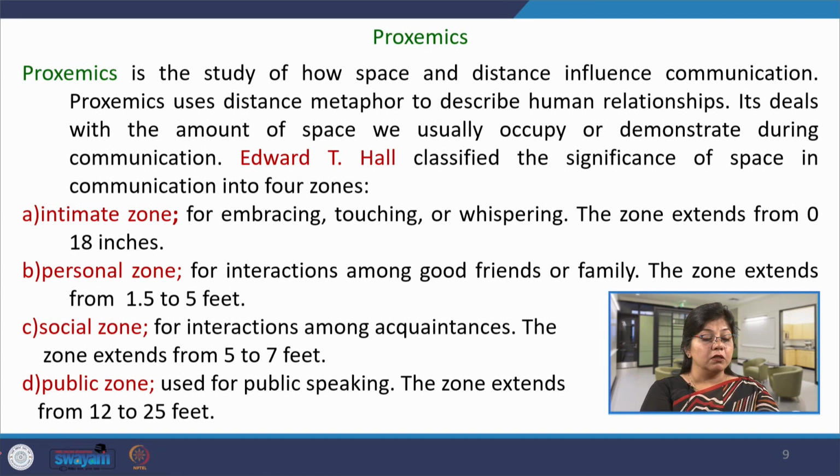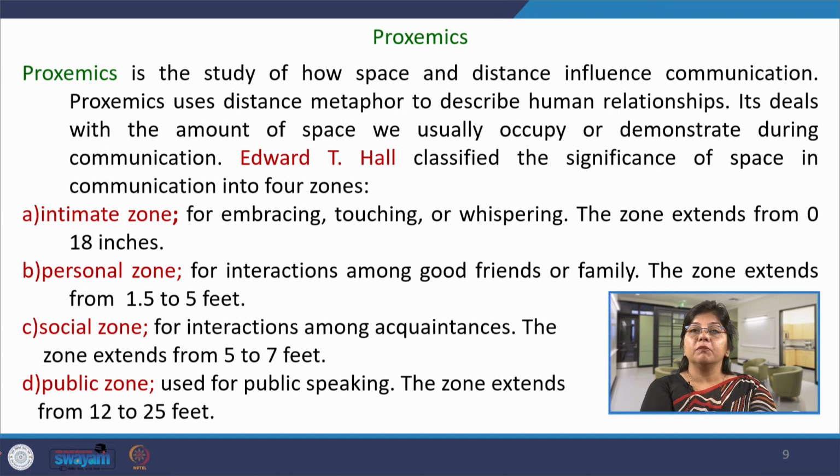Intimate zone, personal zone, social zone and public zone. The intimate zone is for embracing, touching, whispering. The distance is very little between two people. This intimate zone extends from 0 to just 18 inches. It is very little. So, touch is possible, you can whisper, you can touch or you can embrace the other person.